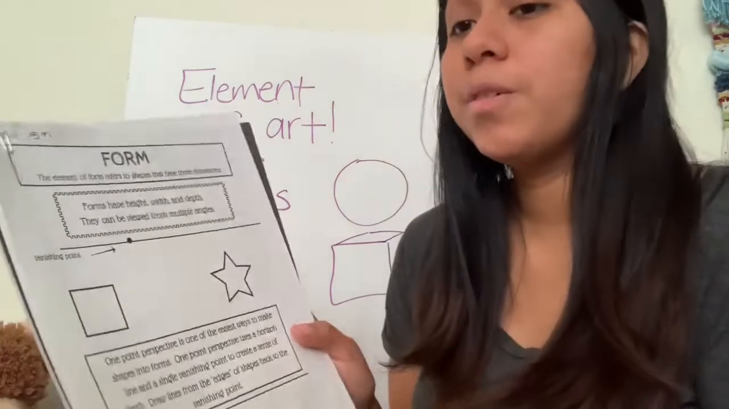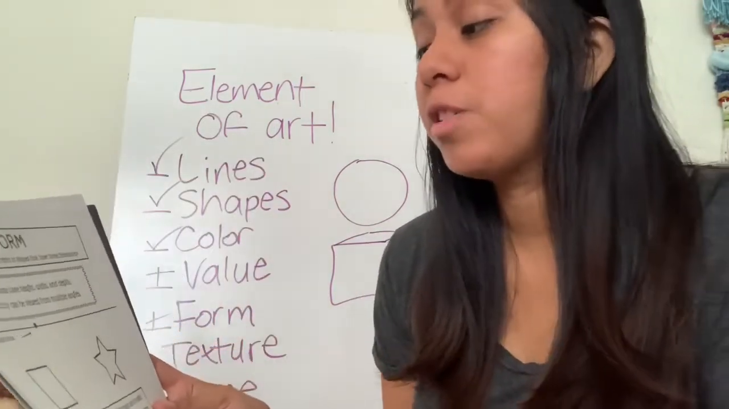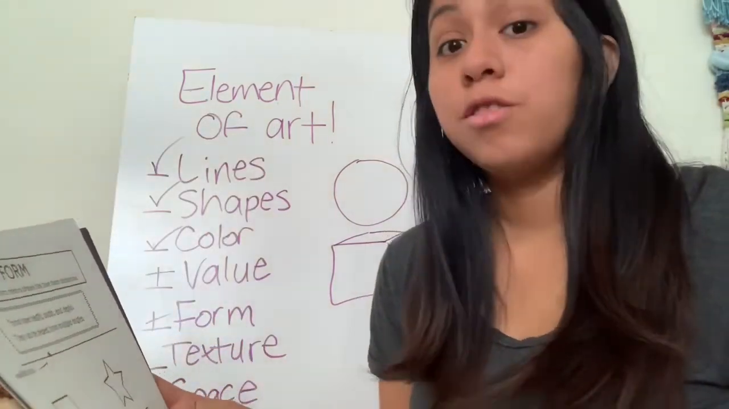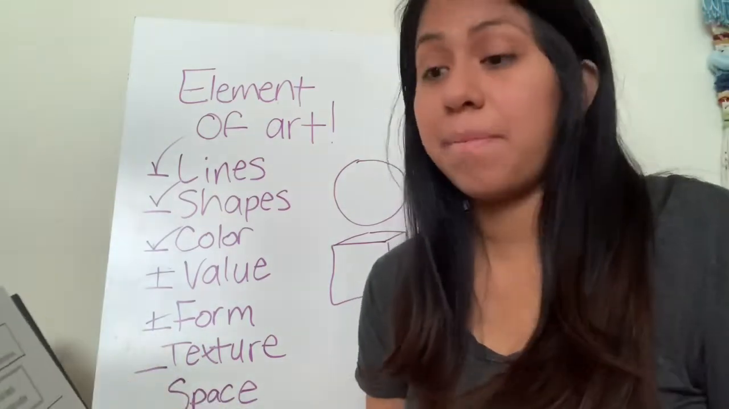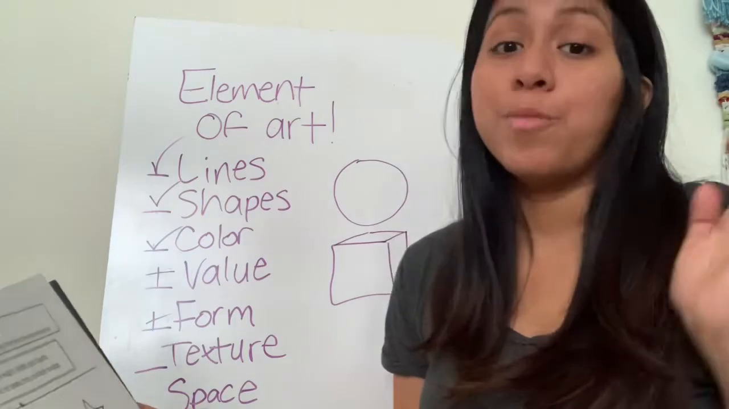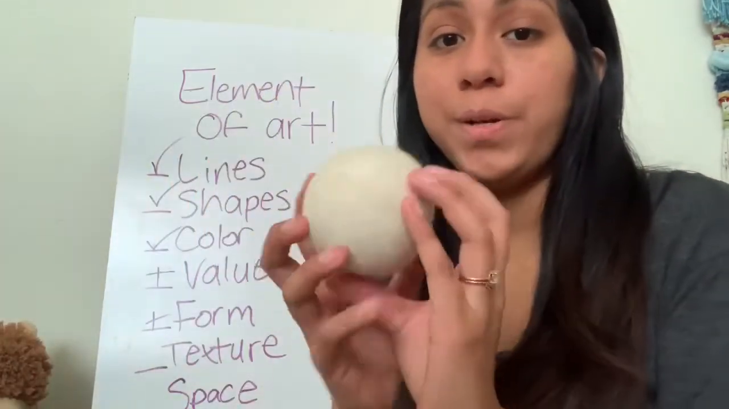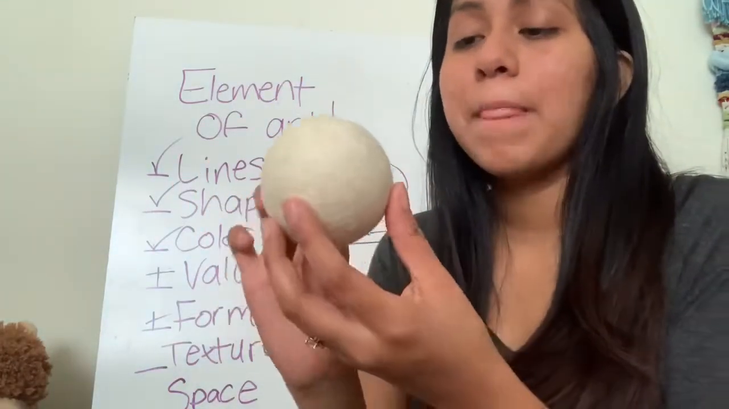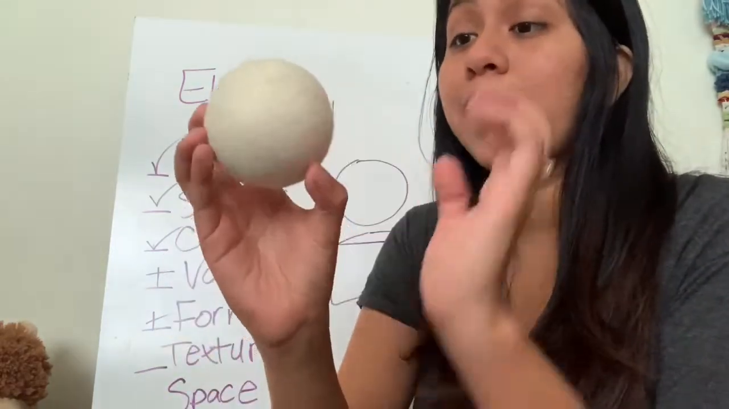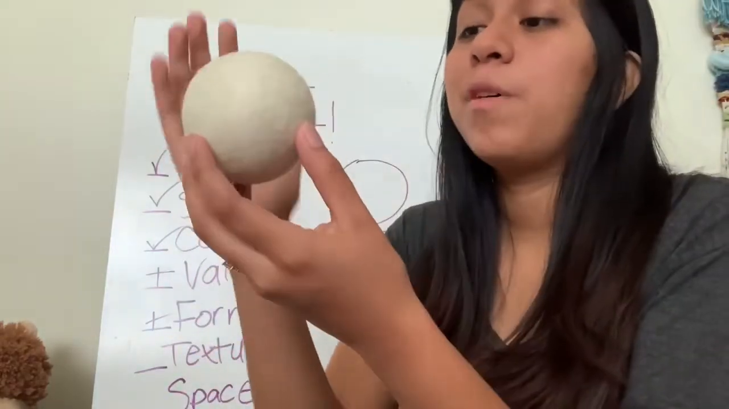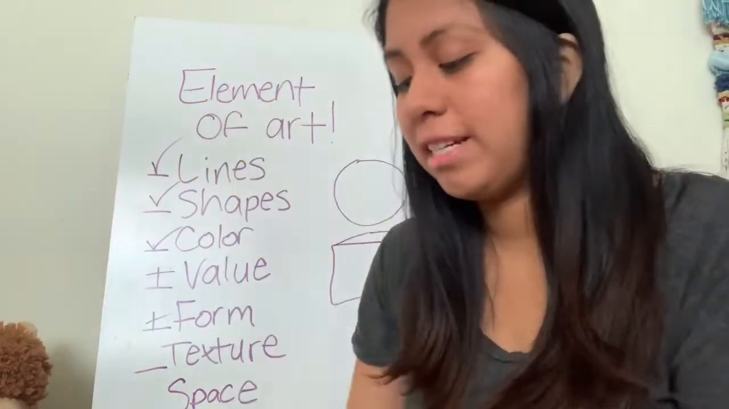So if you look at your worksheet, it says the elements of form refers to shapes that have 3 dimensions. So a form has some height, it has width and depth, okay? And they can be viewed from multiple angles. So just like I use this ball, I can see it from different angles, and I can see it from the way that the light is hitting it, where the shadows and where the lights and highlights are.